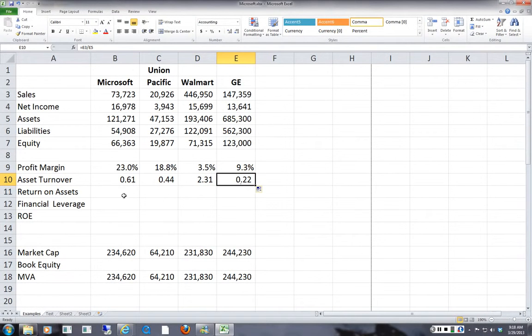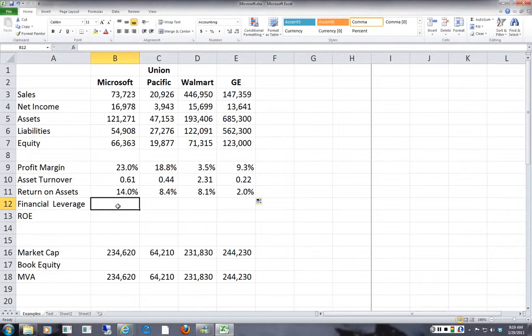GE's only 0.22. Now the return on assets is the profit margin times asset turnover. This is the DuPont method of analysis. So return on assets for Microsoft is 14%. It's very good. Union Pacific Railroad is 8.4%. 8.1% for Walmart. They don't make much on each sale, but they turn it over, and so overall it's 8.1%, which is quite good. GE is still down here. GE is really a different kind of company.